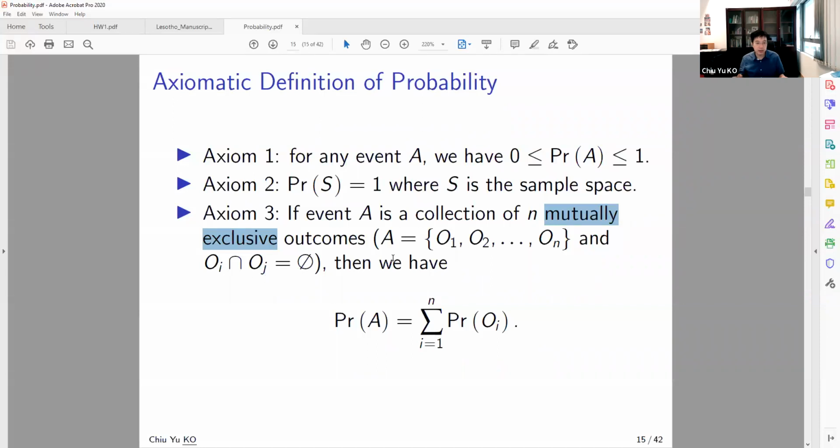O and J means 1, 2, or 1, 3. This IJ can be just any number between 1 and n. Is that clear? Any questions? Quan Yi? Yeah.